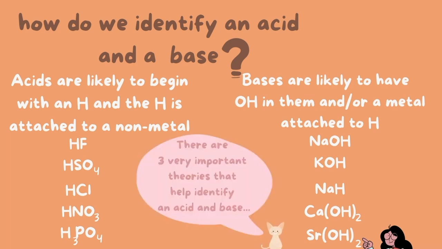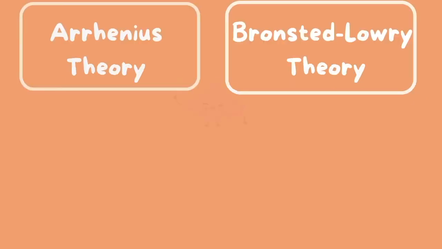There are 3 important theories that can help identify an acid and a base. However, we are only going to emphasize 2 of the 3 theories, those being the Arrhenius theory and the Bronsted-Lowry theory, because these are the only 2 theories I've seen on the practice questions for the practice TEAS exam. Now, if you happen to be watching this video and you're enrolled in a high school or college chemistry course, you will need to know the 3rd theory, which I will touch on later.